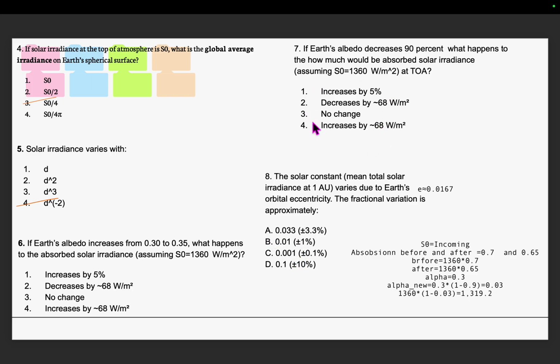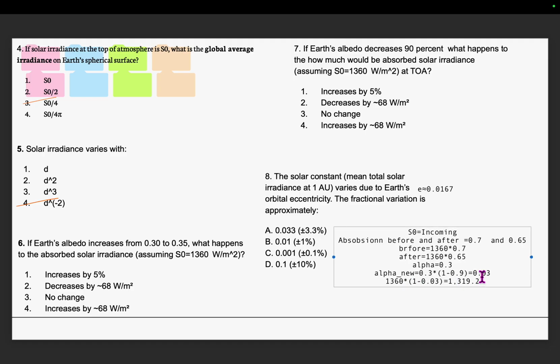Question 7, no option is correct, but you can find the correct answer because alpha, you know, is 0.3 now, so you have to decrease alpha by 90%, so it will come to 0.03. Now you have to find how much would be absorbed of the solar irradiance, so that will be 1 minus alpha into S0 now, that comes around 1320 watt per meter square. So there will be a decrease.